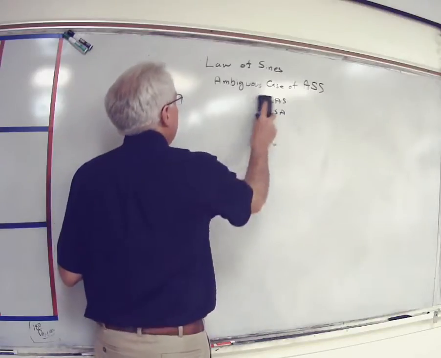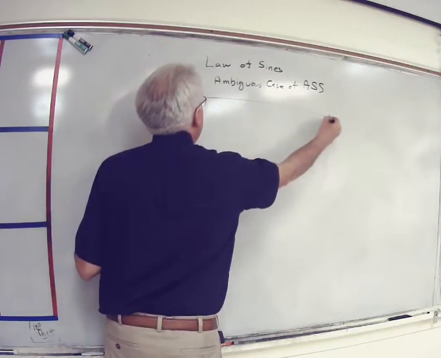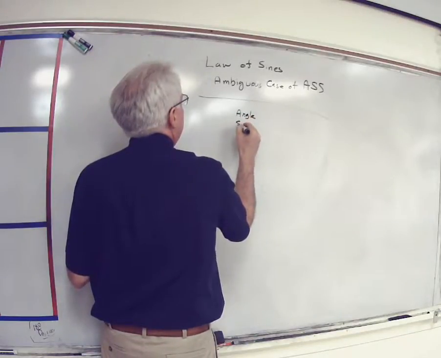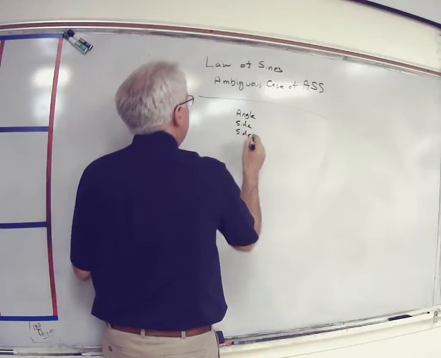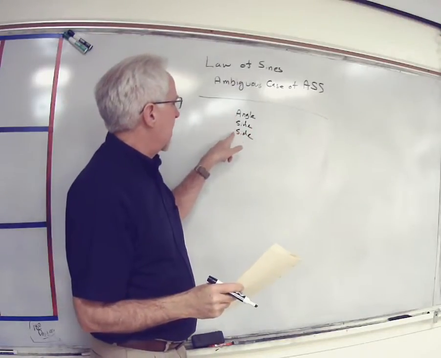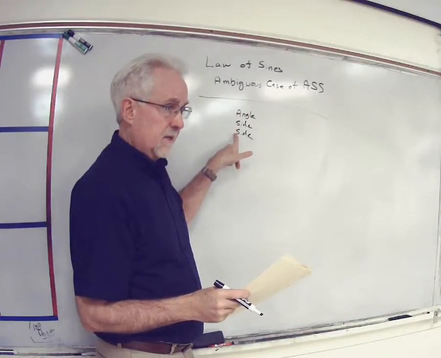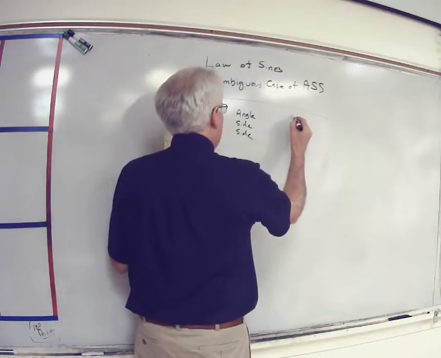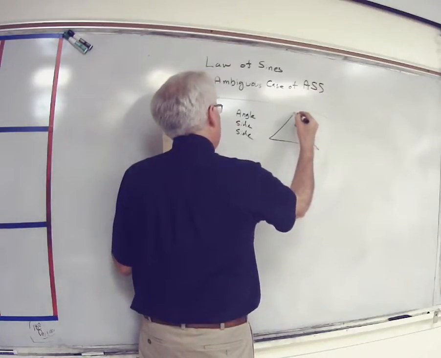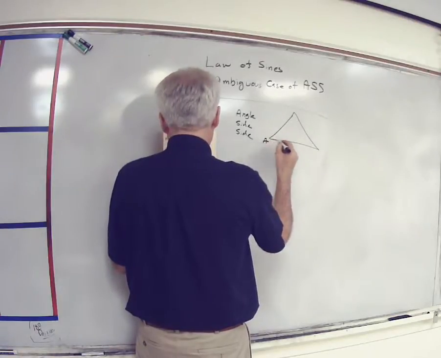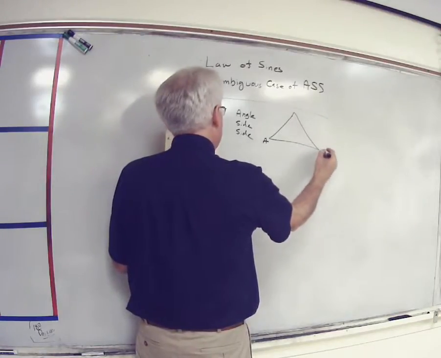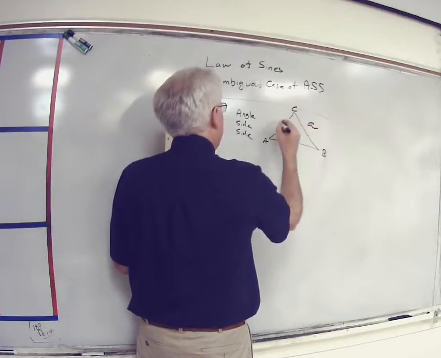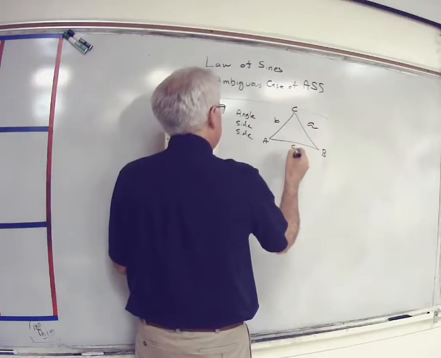So, we're looking at the special case of being given what? Angle, side, side. And do you see what I mean? This angle is not between these 2 sides. Does that make sense? Yes, sir. Okay. So, let's look at a triangle, and let's say that we're going to call this A, we're going to call this B, we're going to call this C, so this would be little a, little b, and little c.